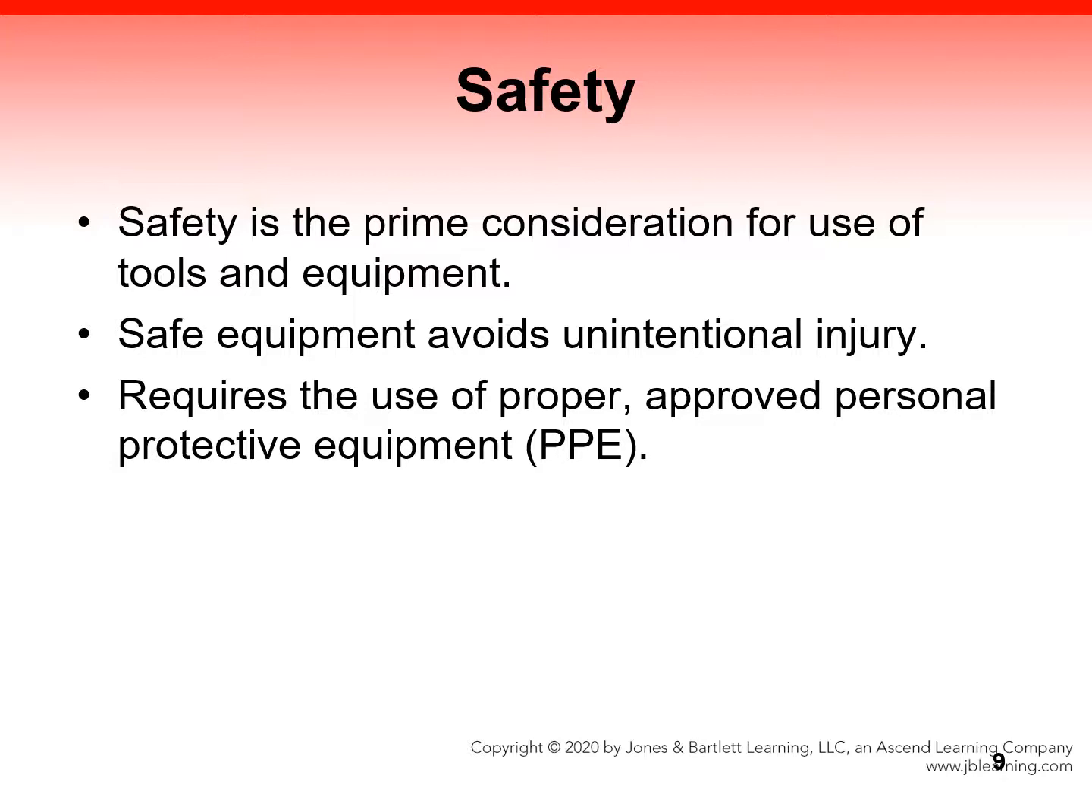Safety is a prime consideration when using tools and equipment. Safe equipment operation avoids unintentional injury to firefighters, other responders, victims, and bystanders. Safe operation requires use of proper approved personal protective equipment, such as an approved helmet, protective hood, eye protection, face shield, firefighting gloves, structural firefighting protective coat, structural firefighting protective pants, boots, self-contained breathing apparatus, and a personal alert system known as a PASS.